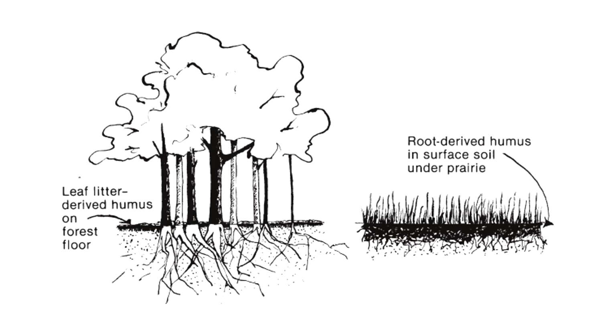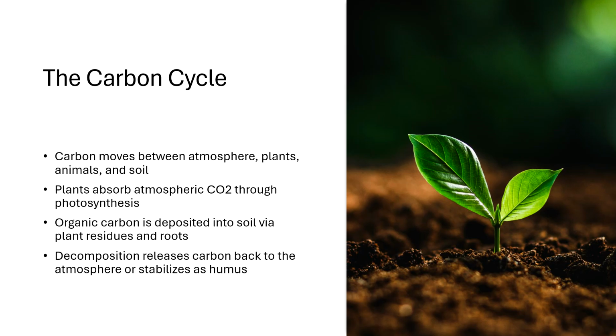As shown as a dark layer, humus can be derived from leaf litter on the forest floor or from roots in the soil surface. The carbon cycle illustrates how carbon moves between plants, animals, the atmosphere, and soil. Plants absorb atmospheric carbon dioxide through photosynthesis, depositing carbon into soils through roots and residues. Decomposition then either releases carbon back into the atmosphere or stabilizes it as humus. Your text stresses how soil acts both as a sink and as a source of carbon, depending on management practices. This dual role is central in discussions of climate change mitigation, as soils can help store carbon if managed correctly.